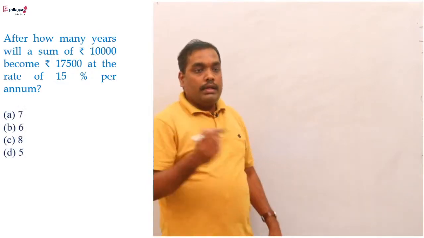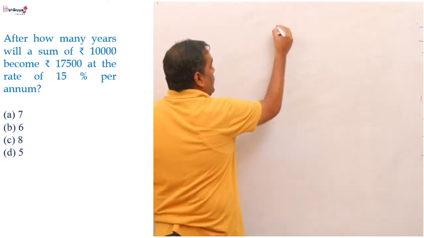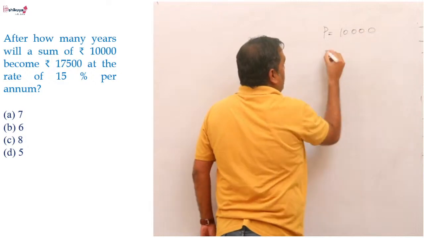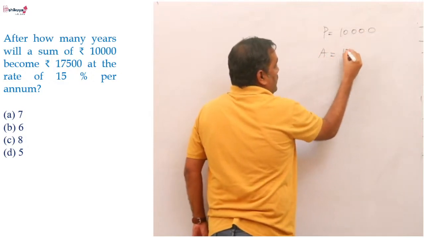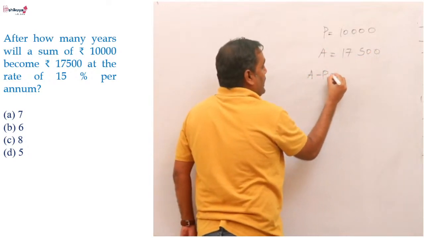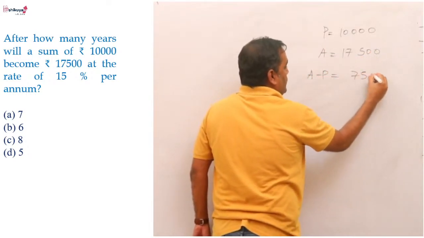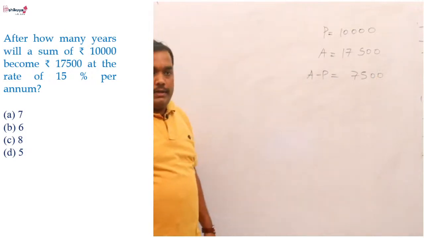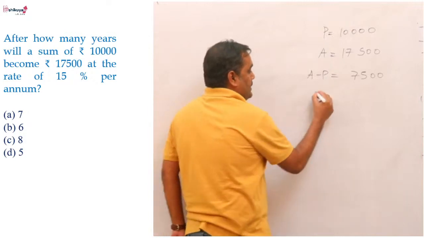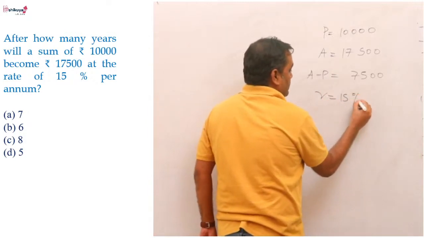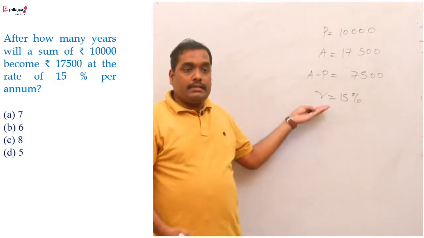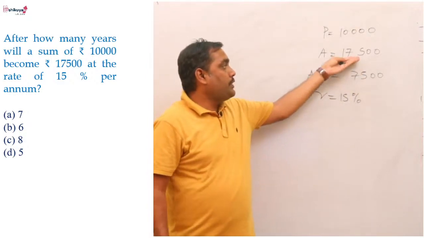Now here, in the problem they have mentioned the principal amount, that is the initial amount, 10,000. They have mentioned the final amount, 17,500. The difference between these two is nothing but the total interest amount, that is 7,500. And they have mentioned the rate of interest also, R is 15%. And they have asked after how many years that amount will be rupees 17,500.